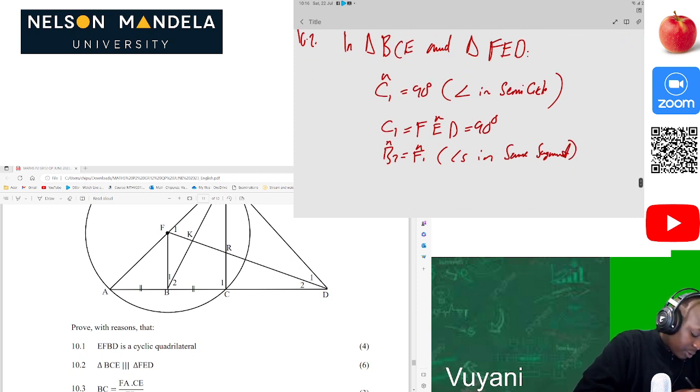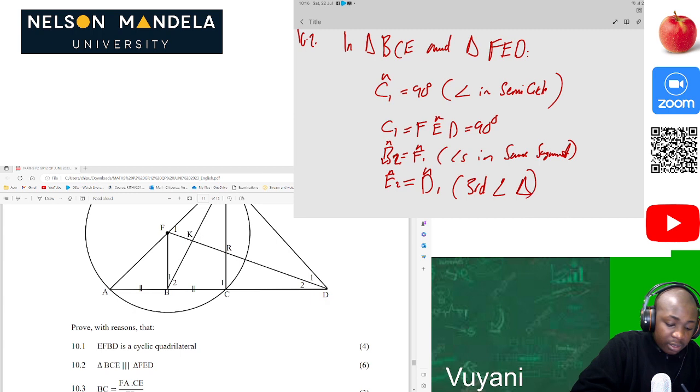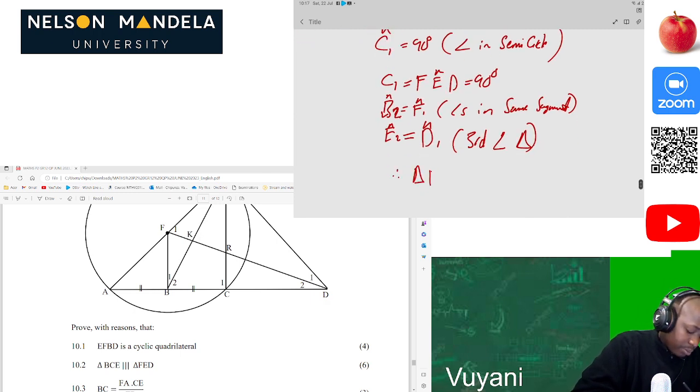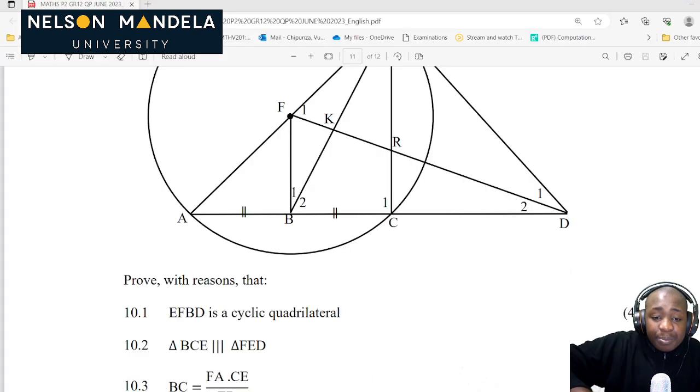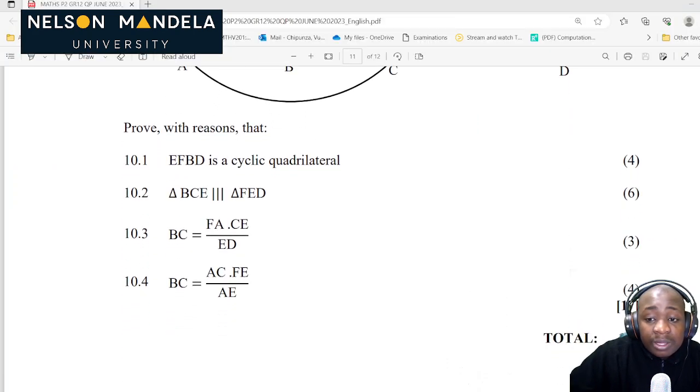Then which other angle do we have here? We can see that E2 is equal to angle D1. Then we just say third angle of a triangle. Therefore triangle BCE is similar to triangle FED. What's the reason? Angles. Everyone is happy with that because that's already easy. Okay, now let's look at the following question, 10.3.